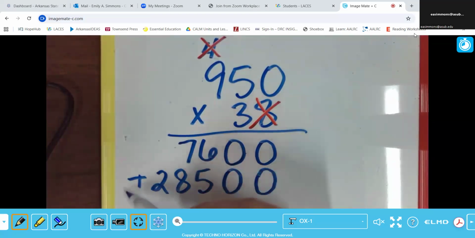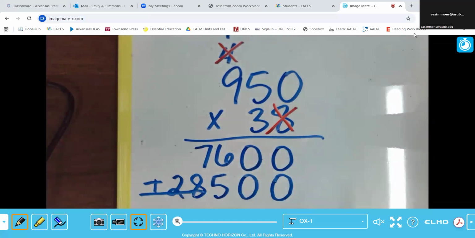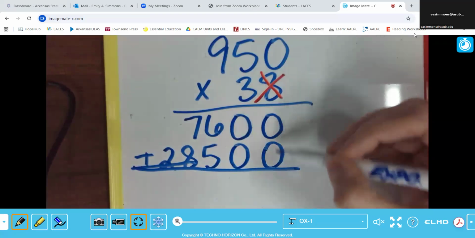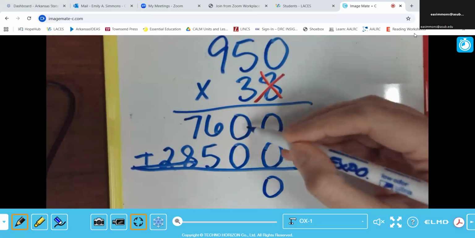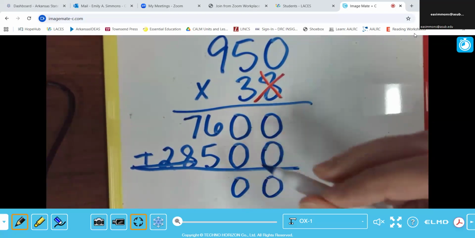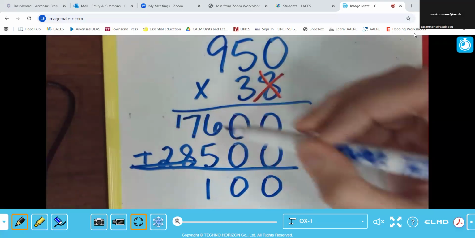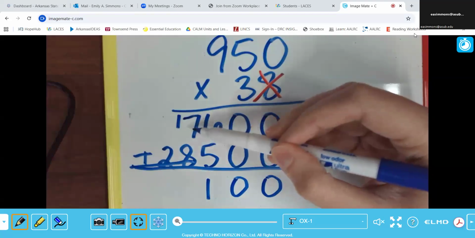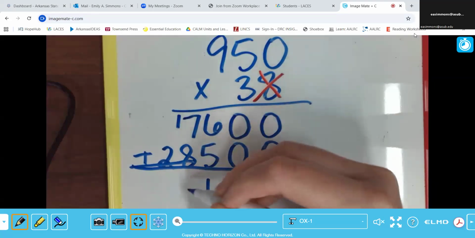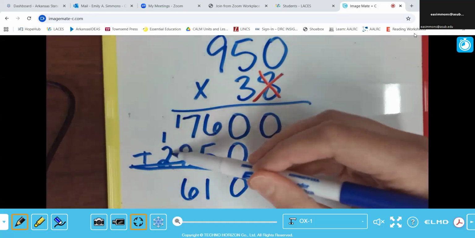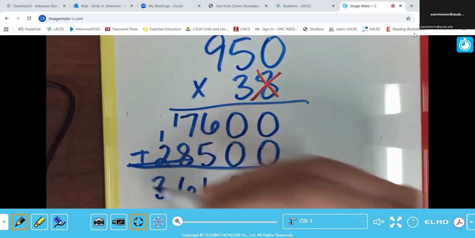Now we add our two numbers. 0 plus 0 is 0. 0 plus 0 is 0 again. 6 plus 5 is 11. Carry our 1. 1 plus 7 is 8. And 8 plus 8 is 16. Carry our 1. And 2 plus 1 is 3.